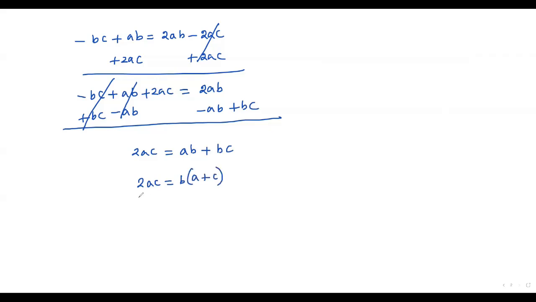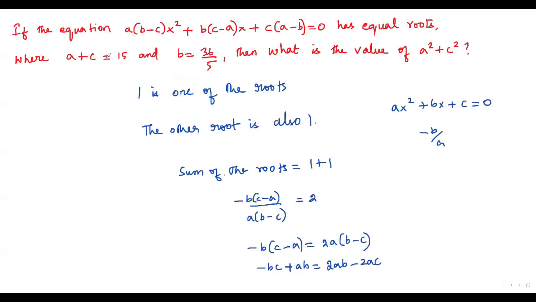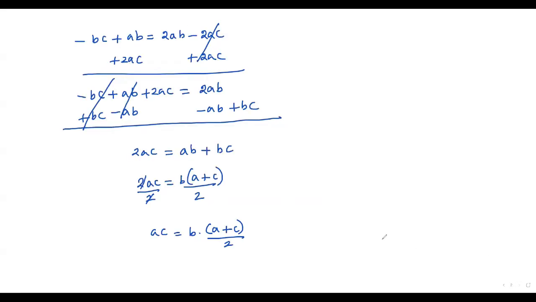Since our aim is to solve for ac, we have to divide both sides by 2 to get rid of the number 2 multiplied over here. Then this 2 will cancel. Then I'm getting ac equals b times (a positive c) over 2. For this b and a positive c, the values are given in the question itself. That is, the value of a positive c is 15 and the value of b is 36 over 5. So we can plug in these values. Let me plug in 36 over 5 for b over here.